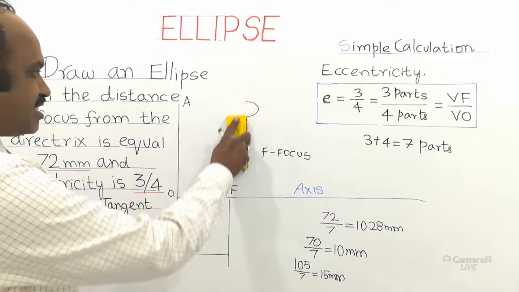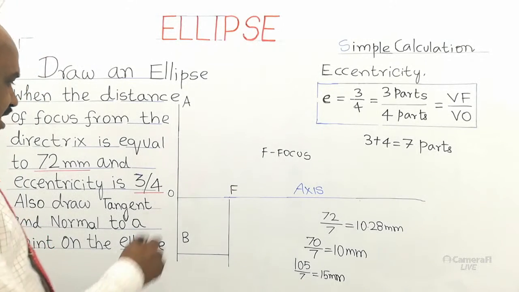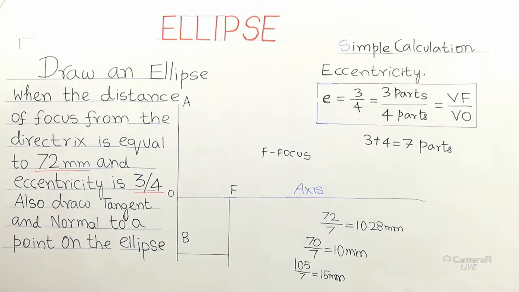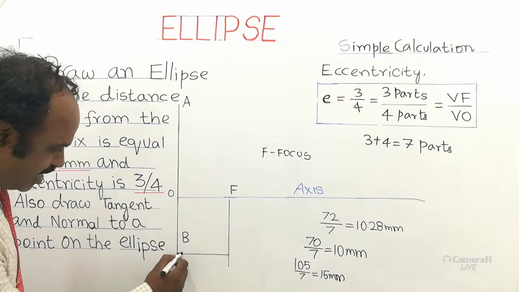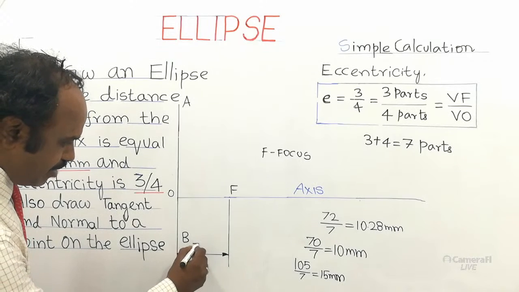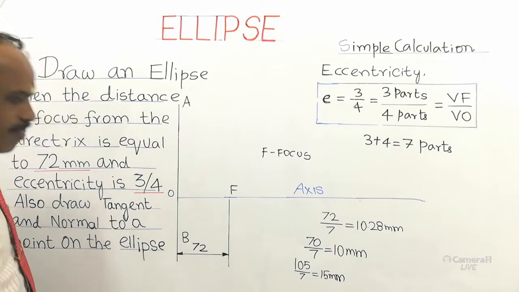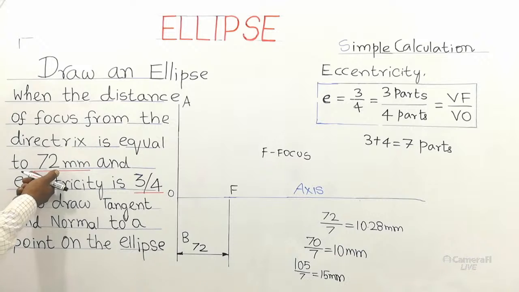So now I am going to construct an ellipse using the method called eccentricity method. Since the eccentricity ratio is given, we follow the eccentricity method. Put two narrow arrowheads like this, shade the arrowhead and write the size as 72 mm, at the center of the line above the line. Understand? So the distance of focus from the directrix is given as 72 mm, which we marked by dimension.